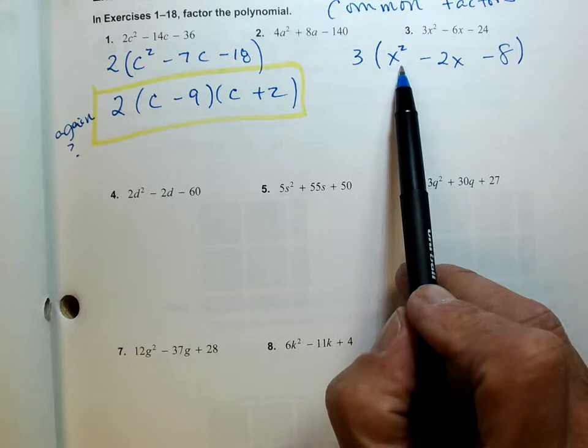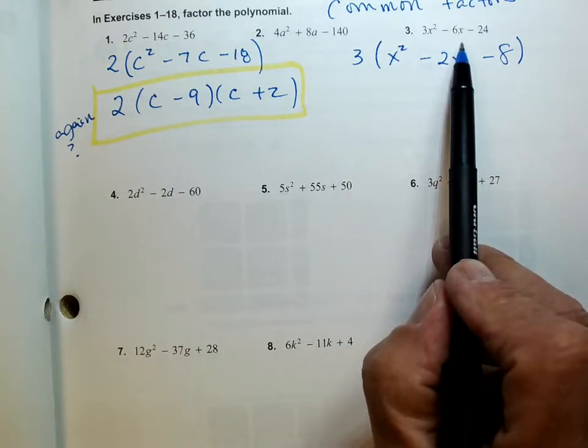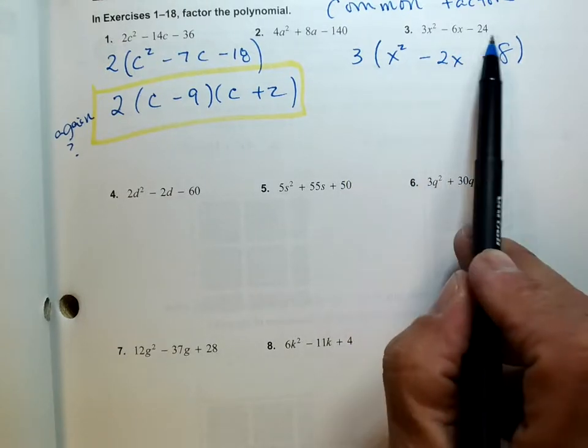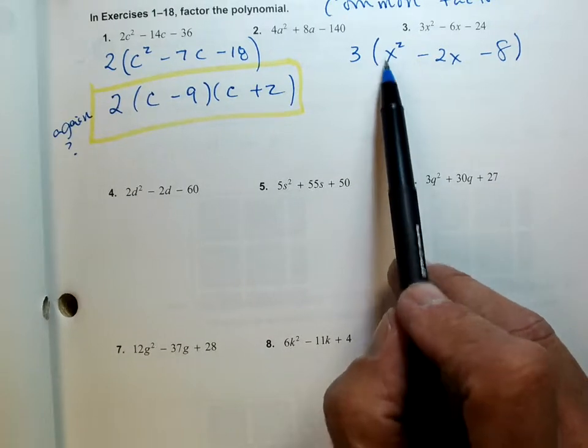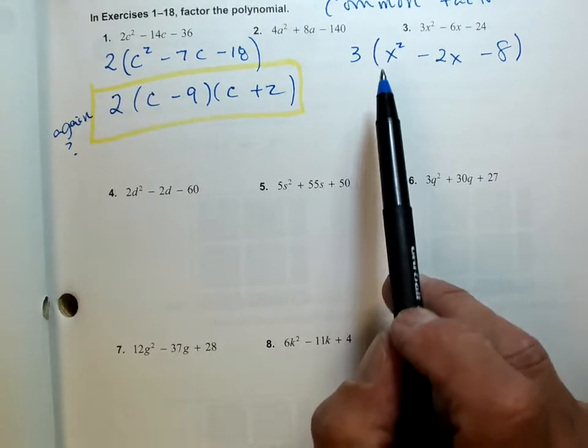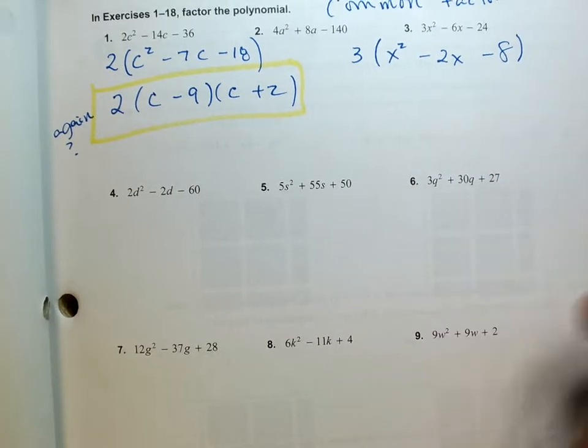So I just divided the 3 out, leaving an x squared. 3 goes into 6 two times. 3 goes into 24 eight times. Now I could put a 1 in front of the x squared. I mean, I just don't want to, but you could put a 1 right there.